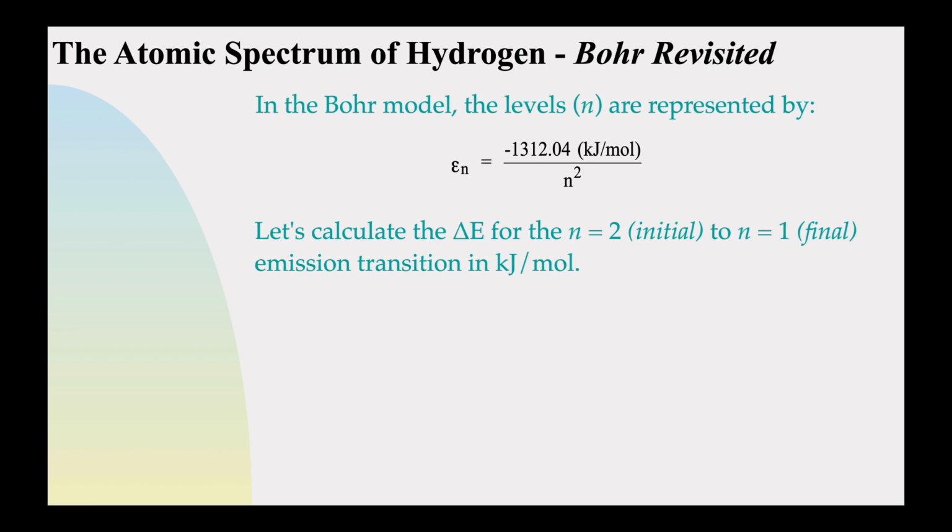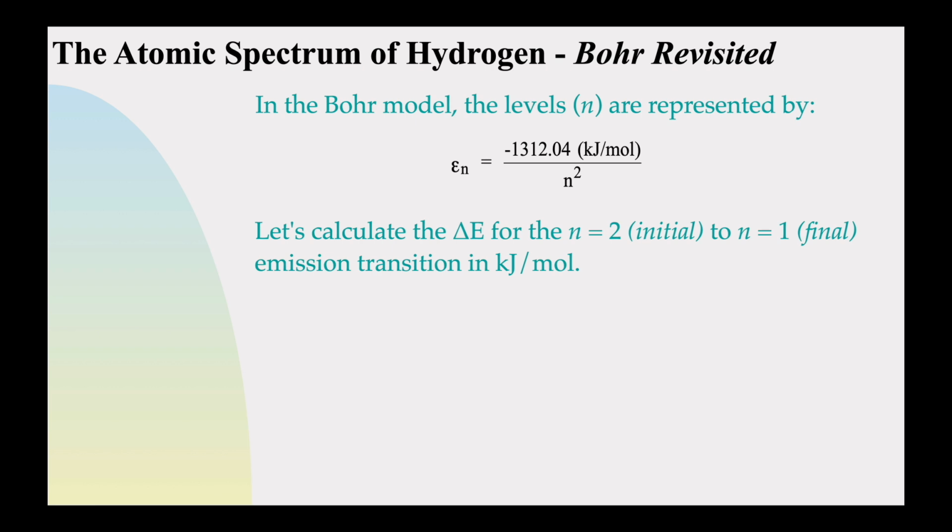And in kilojoules per mole, it's negative 1312.04 kilojoules per mole divided by n squared. So if you want to know what the energy of the n equals 1 level is, then you'd put 1 squared in there, and negative 1312.04 divided by 1 squared would be negative 1312.04. That's literally the energy of the first energy level.